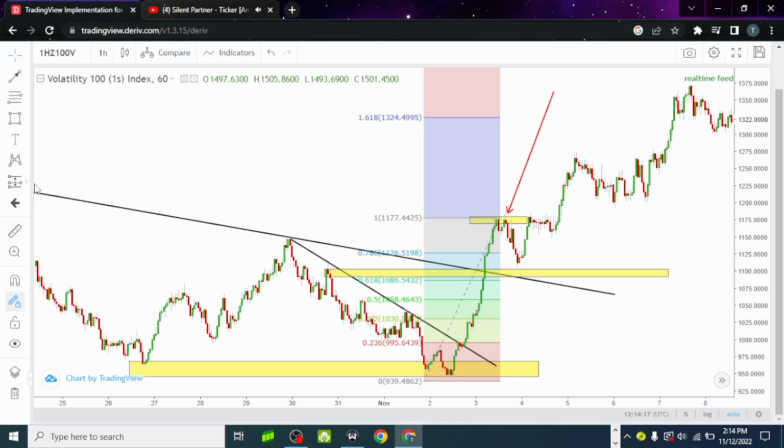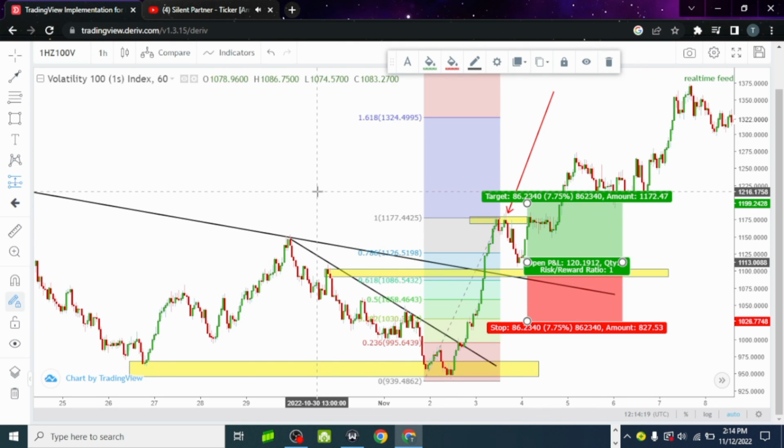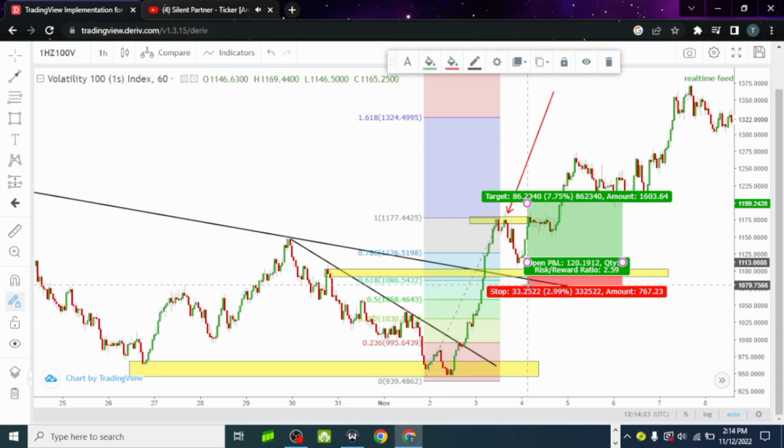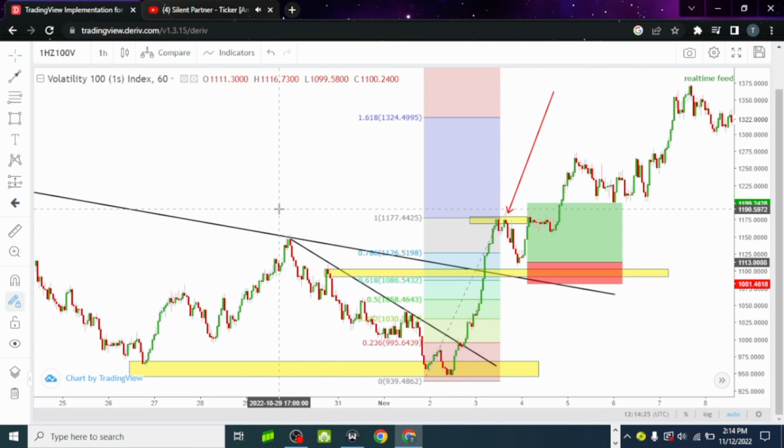So let's assume I take my entry here. Where am I going to put my stop loss? You put your stop loss slightly below any key level. Example here, as you can see here.